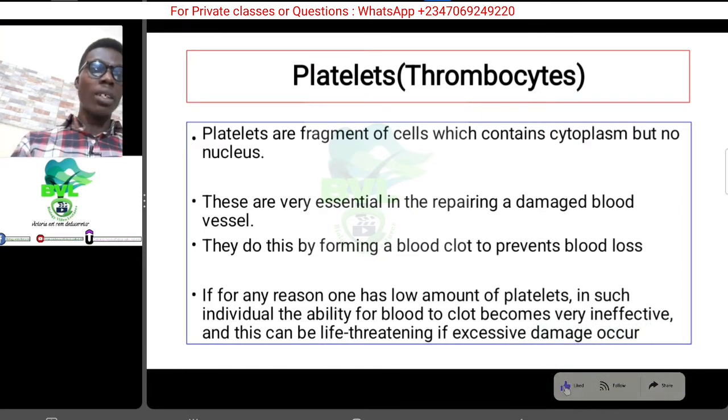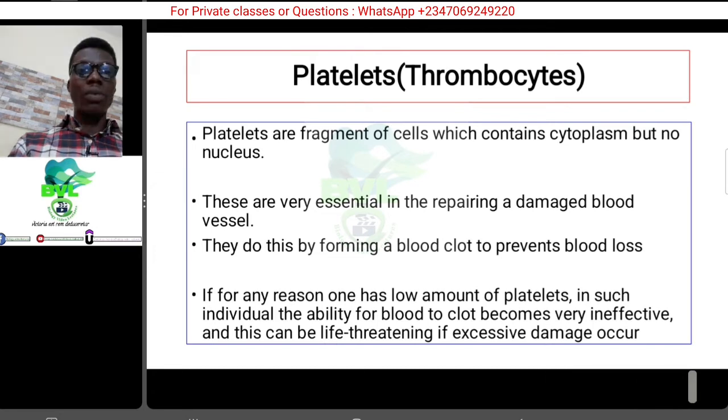They do this by forming a blood clot to prevent blood loss. Now, if for any reason one has a low amount of platelets, in such an individual the ability of blood to clot will become ineffective and can lead to a life-threatening situation if excessive damage should occur to such a person.